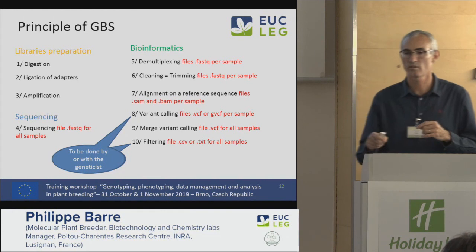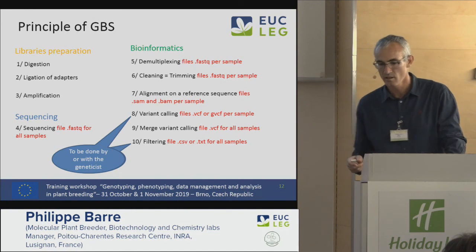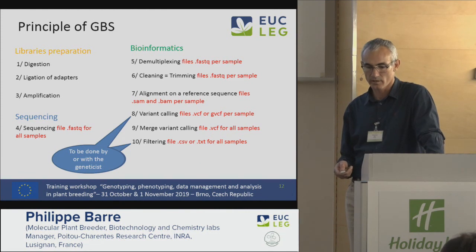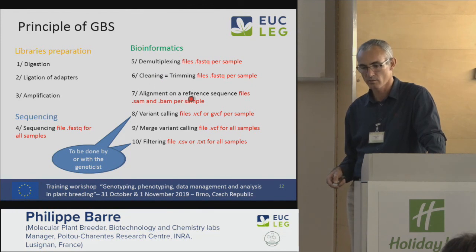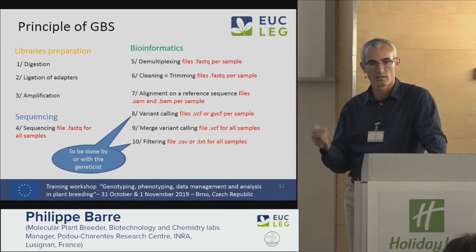So that was the general principle of GBS, and this is a summary. Library preparation, digestion, ligation of adapters, amplification, sequencing, and then the bioinformatics with demultiplexing, cleaning, alignment to the reference sequence, variant calling, merging variant calling, and filtering. And I put here again that this is to be done with a geneticist to check when you decide. But you have to check that.